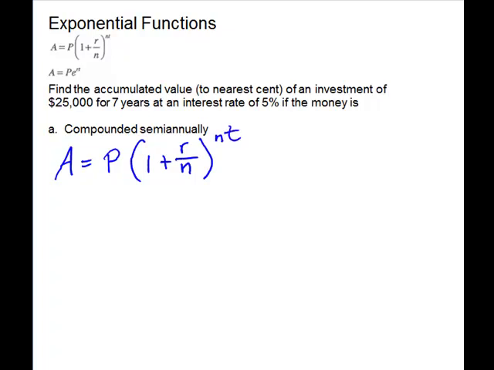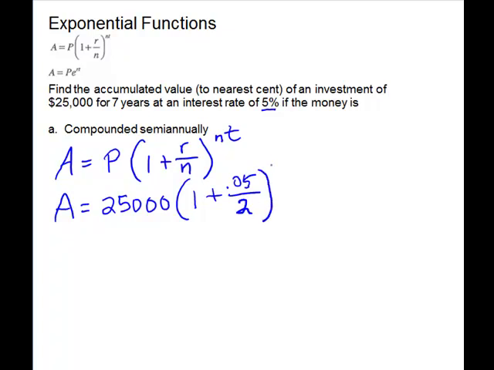You're going to plug in, we're looking for accumulated rate, so that we don't know. P is your 25,000, what you're putting in originally. Keep your parentheses, 1 plus. Change your rate to a decimal, 0.05, divided by N, your compounding intervals. Semi-annually is twice a year. So N is equal to 2. Close your parentheses. You have your N again, 2 times the number of years, which this one is going to be 7 years. And then you're going to go to your calculator.